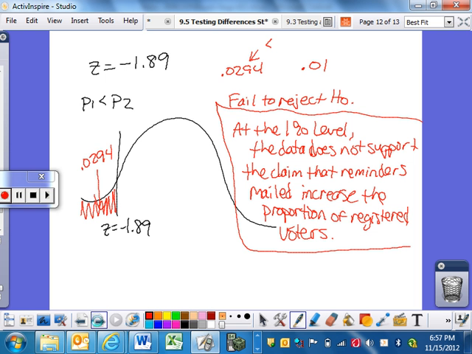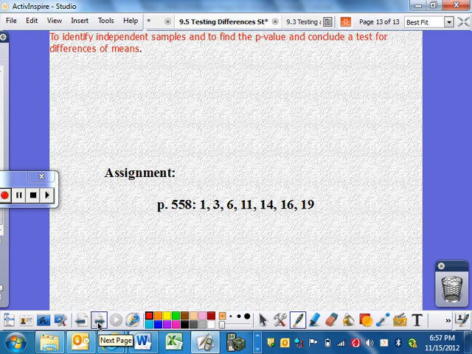So that is the very last one. I know that's a lot of information. We're going to spend an entire day or two working through these. Here is your assignment, and you guys have a super day.